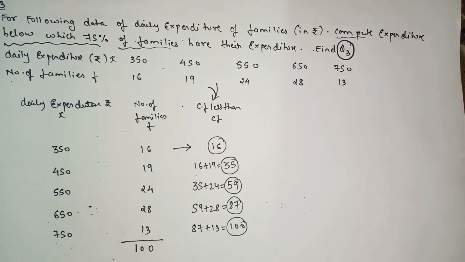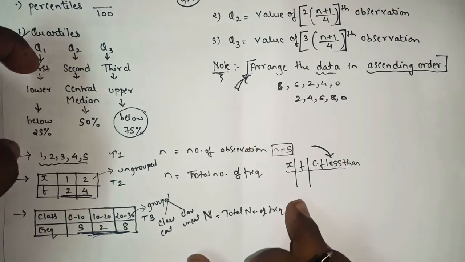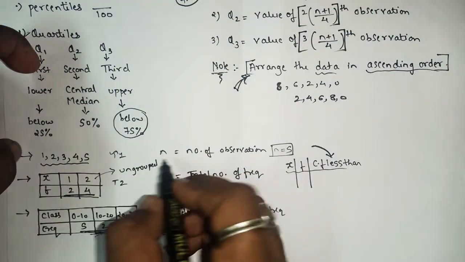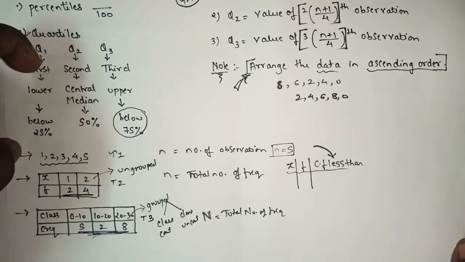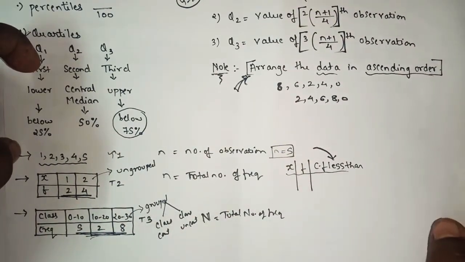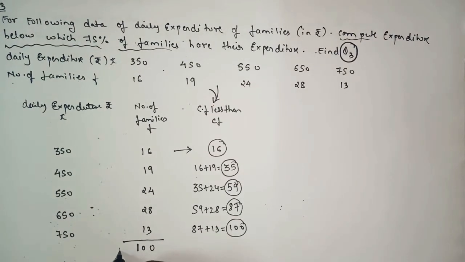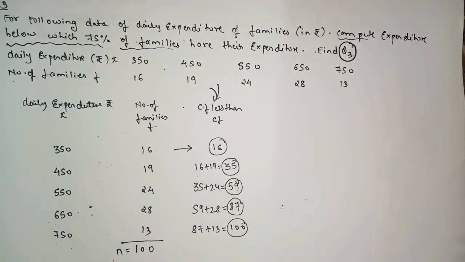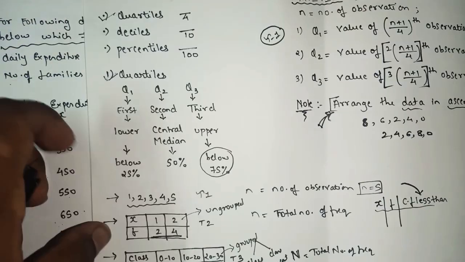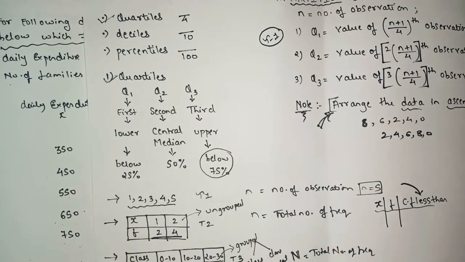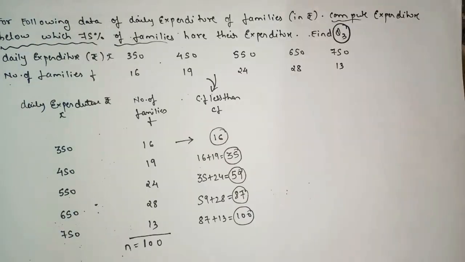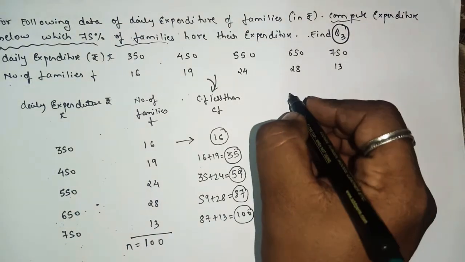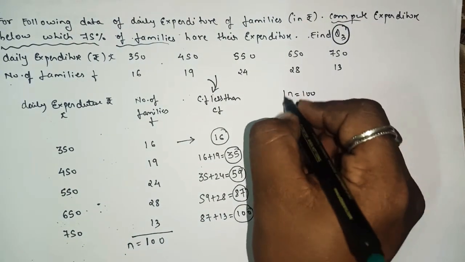Actually, as I told in the last video lecture also, for the first type, n is known as number of observations. For the second type, type number 2, n is known as what? Total number of frequency, as I had clearly mentioned. So here this 100, actually it is N. So n is also known as number of observations, and for type number 2 it is the total number of frequency. It is one and the same actually. So here n we got, that is 100. Yes or no?